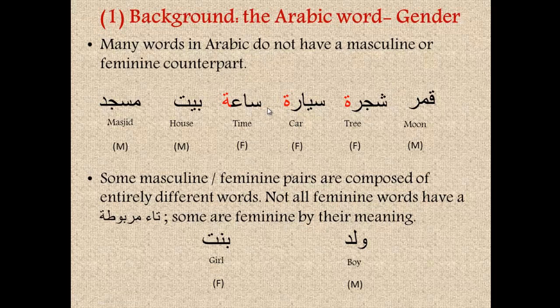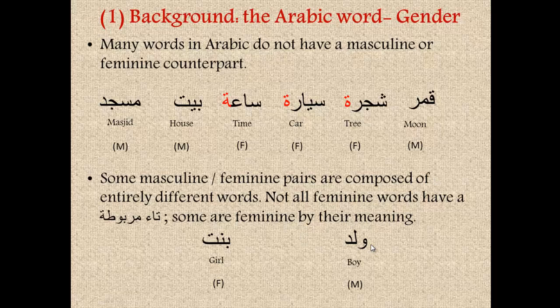For example, the word sa'ah, which means time or hour, is feminine, but you can't drop the tamar buta to get the masculine counterpart. That just doesn't exist. So these words appear and exist by themselves, and they have a fixed gender. Some masculine feminine pairs are composed of entirely different words.